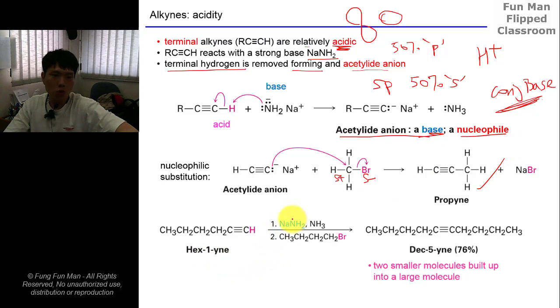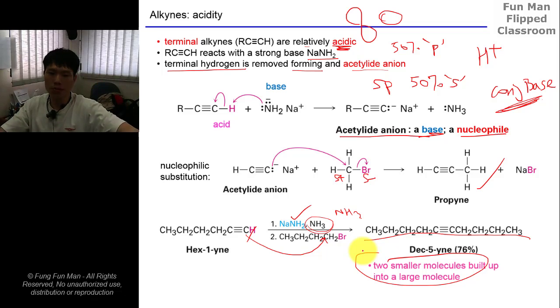Hex-1-yne, first you throw in a strong base, sodium amide in the presence of a solvent, ammonia. Then you kick out this one and you take this carbon and attack this carbon here, joining it and kicking out the Br, you elongate the chain, tada, dec-5-yne. So this is how you build up your carbon chain in the molecule.